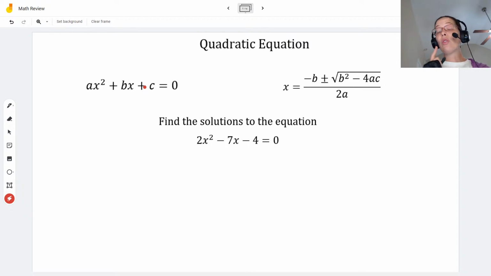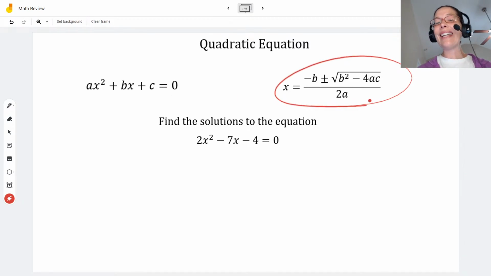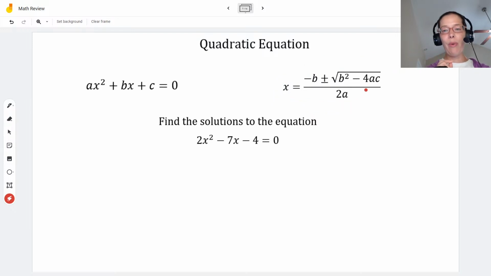To use the quadratic equation, you need to make sure that your x squared equation looks like this with an equals 0 on the right-hand side. Otherwise, your quadratic equation right here is not going to work. So that is something I want to point out.